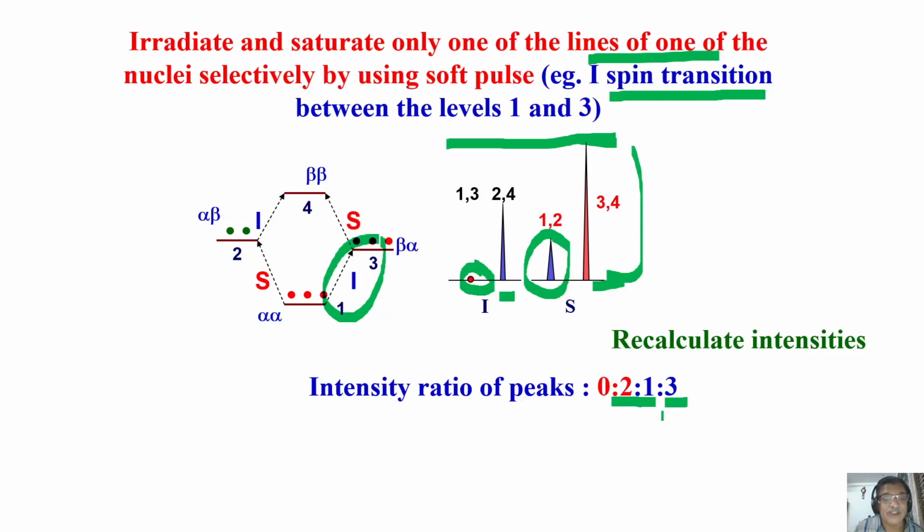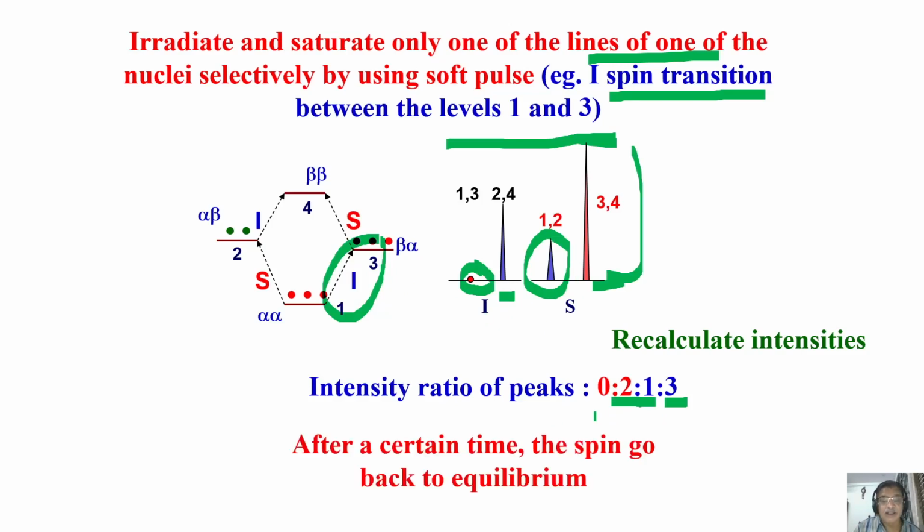Fantastic. When I recalculate the intensities, I find now the population distribution is such that when I saturate I spin, it is affecting S spin also. Now there is 0, 2, 1 and 3. So, fantastic. Now this is what happens.